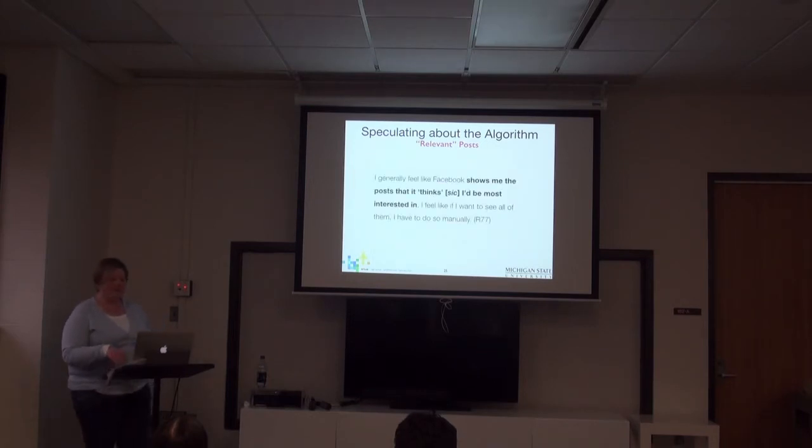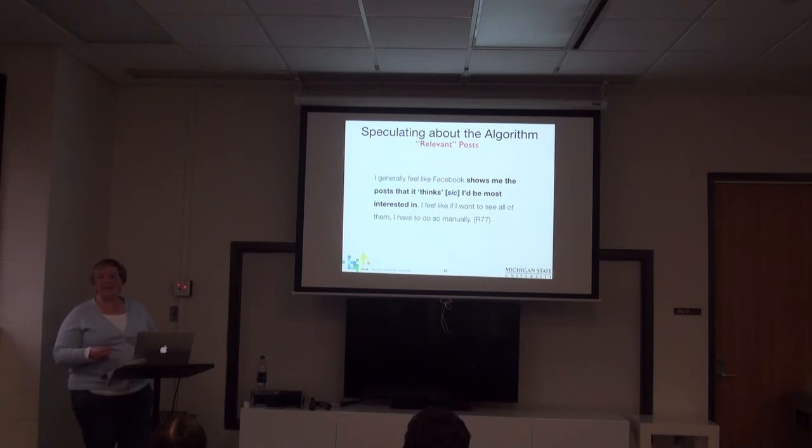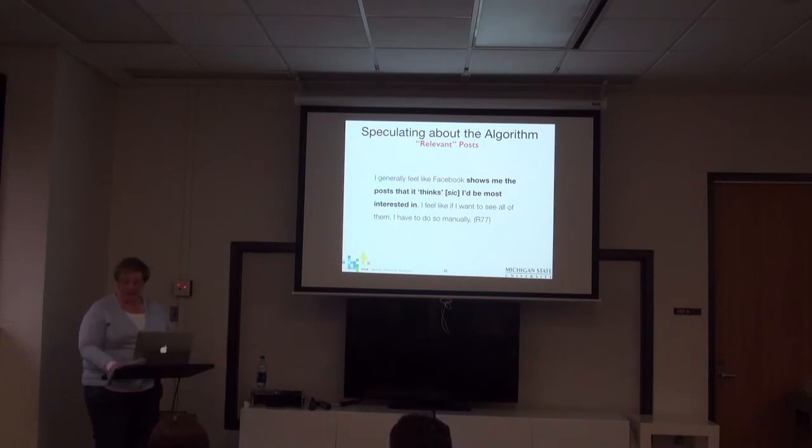So this person says, I generally feel like Facebook shows me the posts that it thinks I'd be most interested in. I feel like if I want to see all of them, I have to do so manually. So this person felt like Facebook was guessing about what they wanted to see and were interested in, and was displaying the posts that were relevant. And that meant that if there were posts Facebook didn't think were relevant, then they had to make some extra effort to go find them.